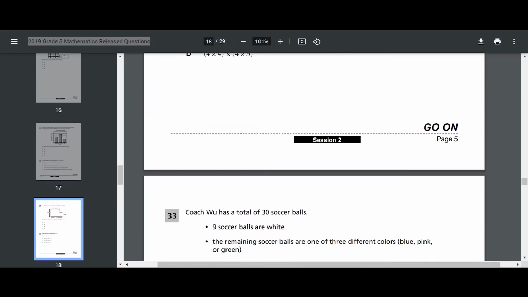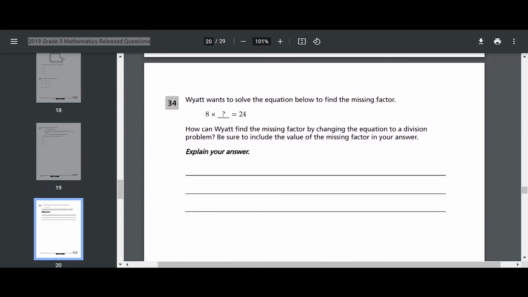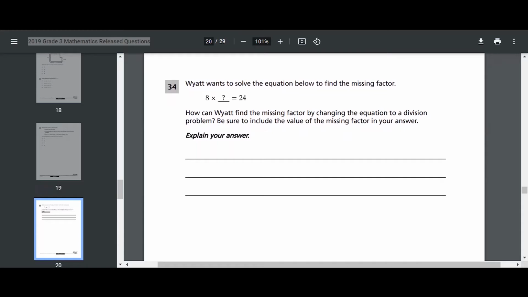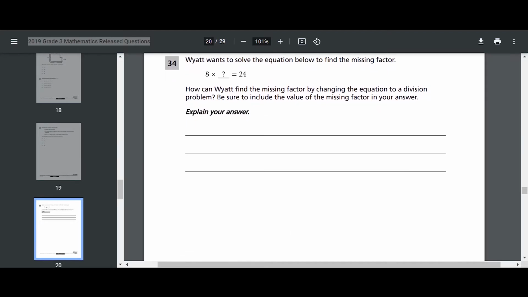As we are continuing down the screen, we will come across our very first extended response, number 34. It states, Wyatt wants to solve the equation below to find the missing factor. 8 times unknown equals 24. How can Wyatt find the missing factor by changing the equation to a division problem? Be sure to include the value of the missing factor in your answer.